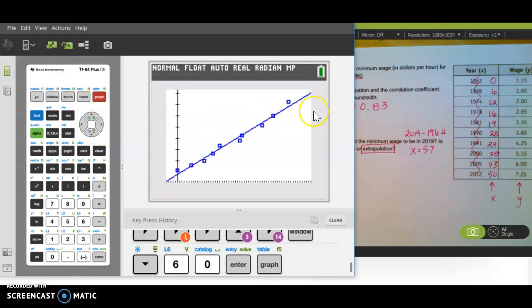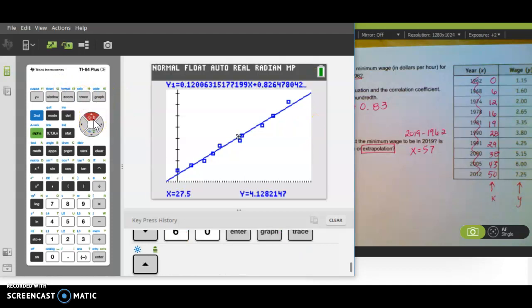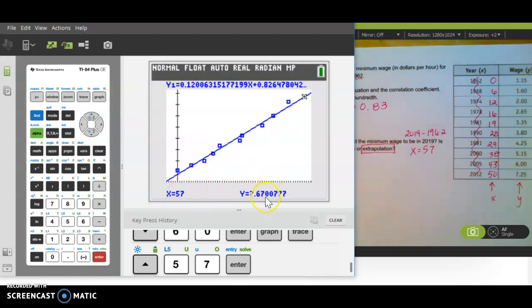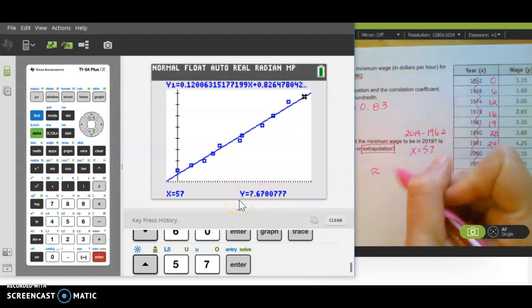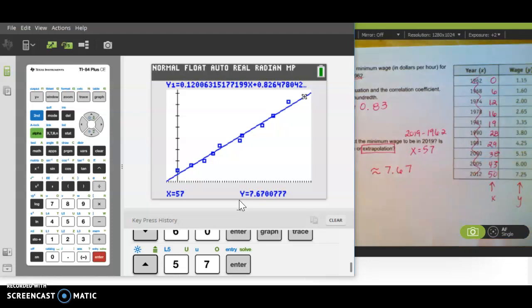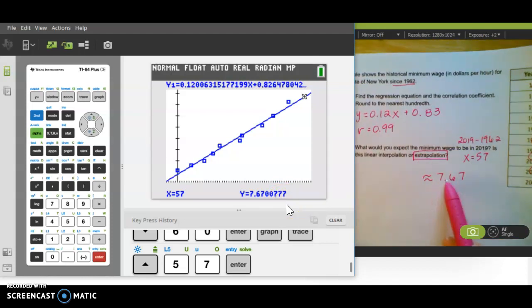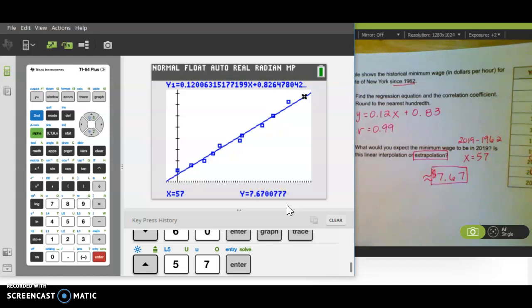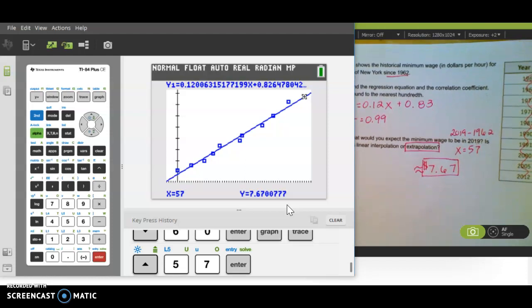We just wanted it to go a little farther over this way so that now when we trace, up arrow to get it on the line. Now when we type in 57, it will give us, here's 57 and here's that Y value. So we can expect our answer for this to be approximately 7.67. All right, now what does that mean? It said, what would you expect the minimum wage to be? So we're expecting it to be $7.67 in 2019.